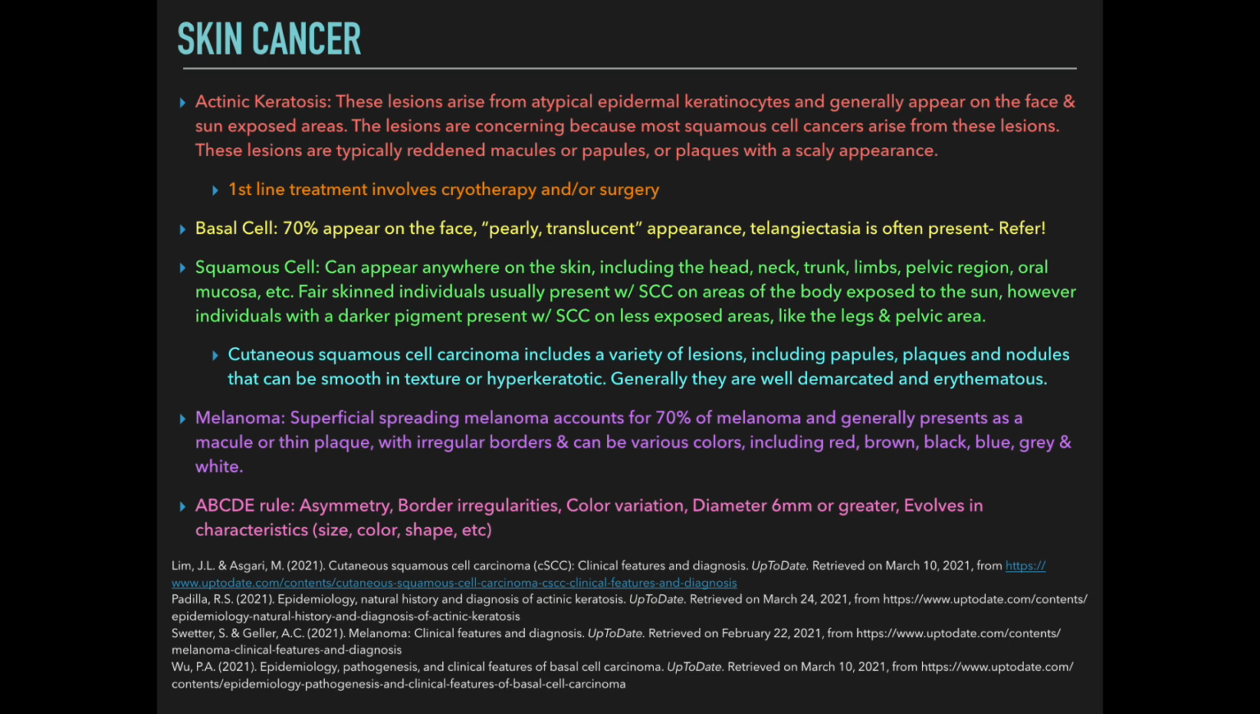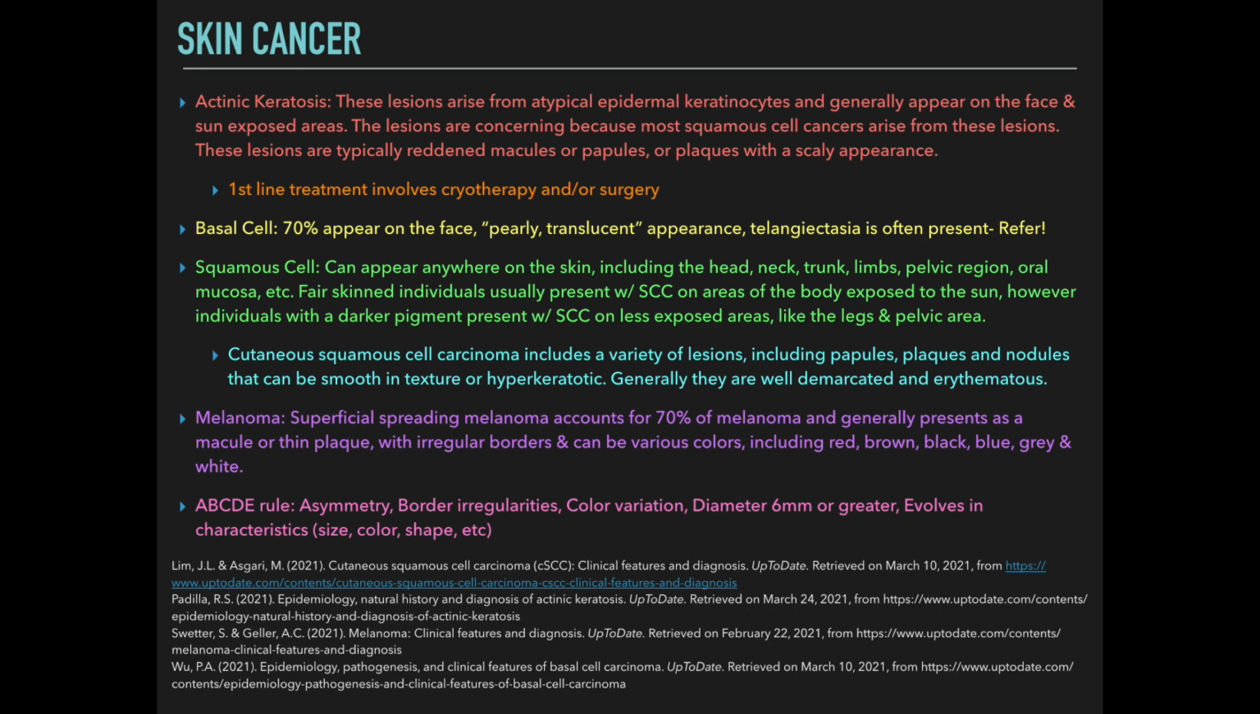The last topic is going to be skin cancer, and there's definitely a lot of important points here to digest as well. So the first lesion is actinic keratosis, and these lesions arise from atypical skin cells, and they generally appear on the face and those sun-exposed areas. These lesions are particularly concerning because most squamous cell cancers actually arise from these lesions. These are typically reddened macules or papules or plaques, and they have a scaly appearance. So first line treatment for these is actually going to be removing them, and that's either with cryotherapy or surgery.